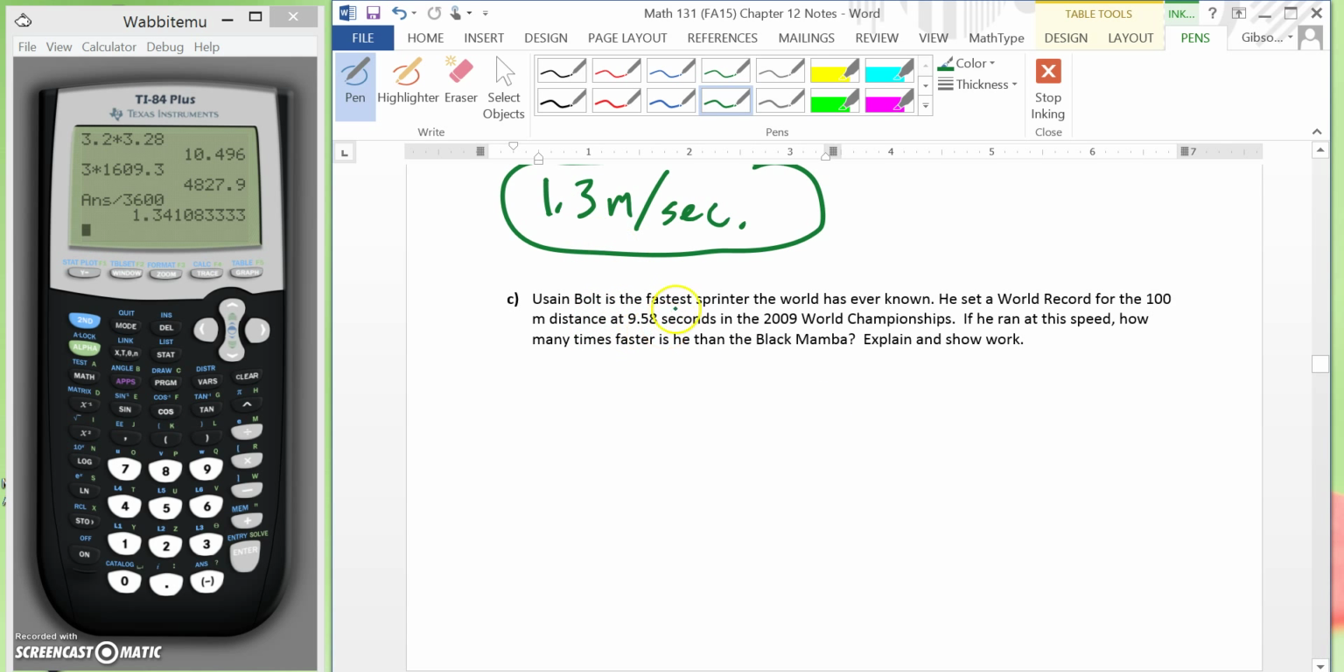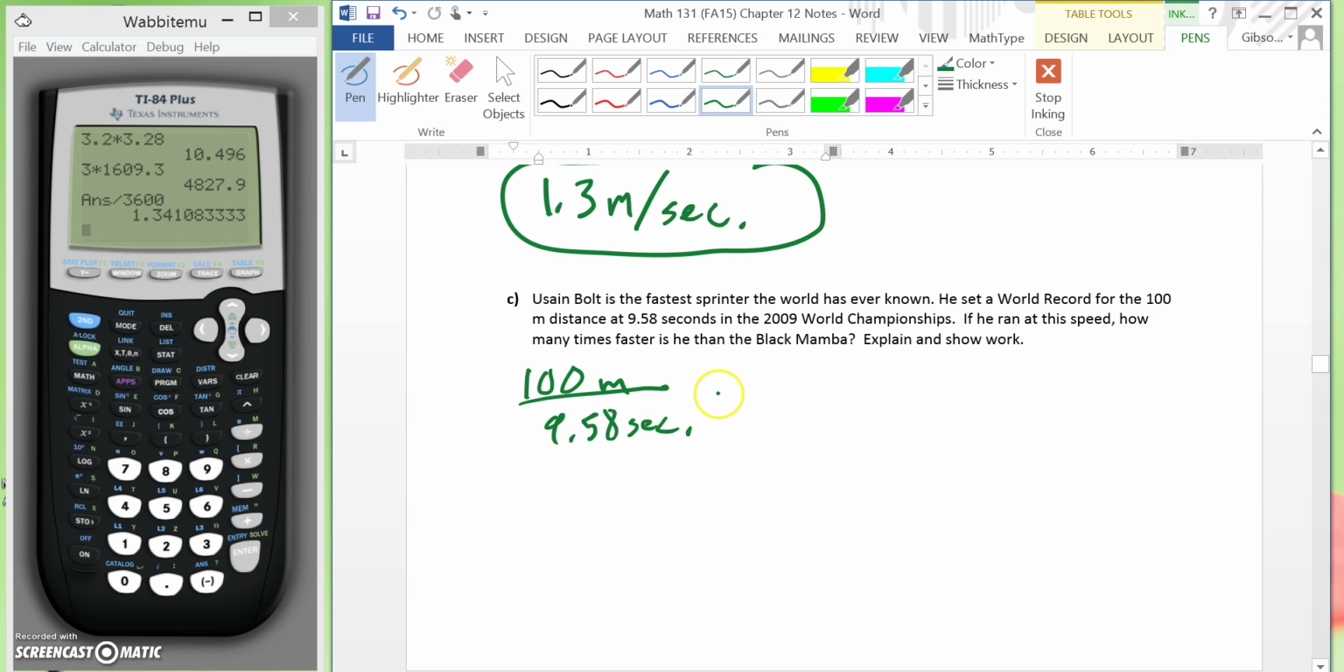It says Usain Bolt is the fastest sprinter the world has ever known. He set a world record for 100 meters distance at 9.58 seconds in the 2009 World Championships. If he ran at this speed, how many times faster is he than the Black Mamba? Okay, so now he ran 100 meters in 9.58 seconds.